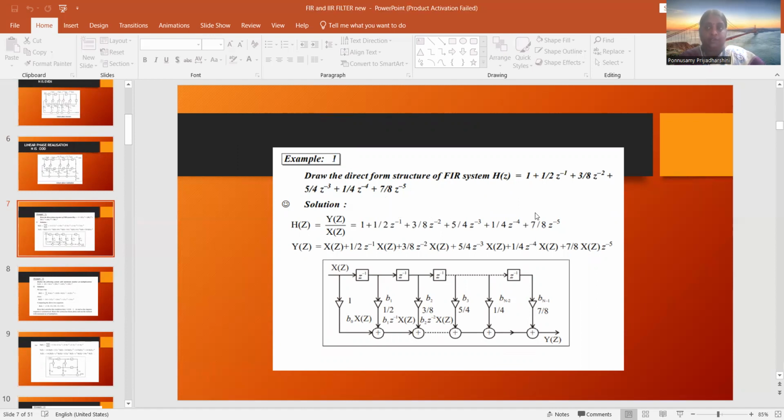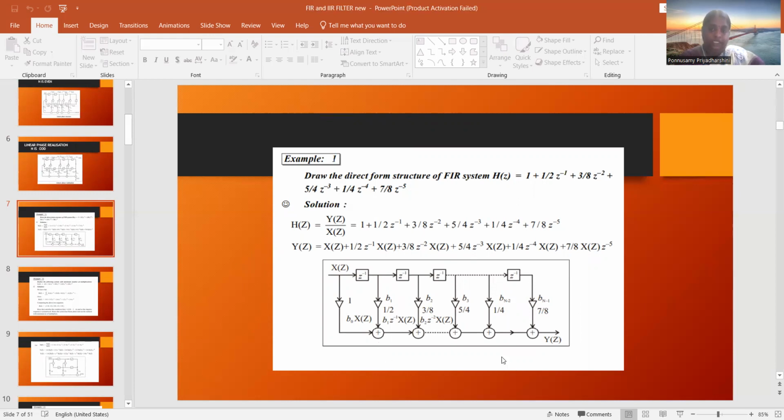Suppose the values are given in terms of x of n or y of n, we have to take the z transform on both sides. And from this, we get H of z. H of z is nothing but output by input, Y of z by X of z, and this is the final answer. And from this, Y of z in terms of input, we will get that equation.